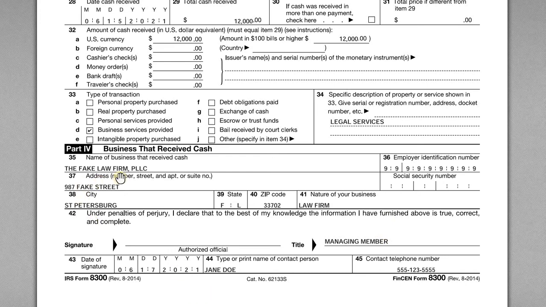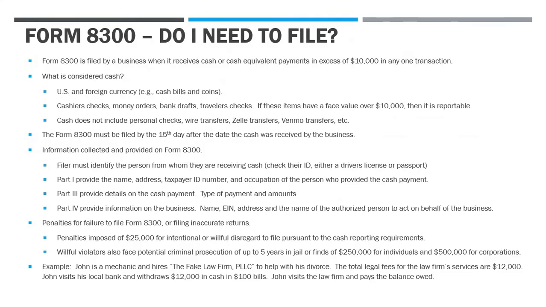So in this case, we have the fake law firm PLC. Jane Doe is our managing member, so she's dating this. Her title is there, contact number, print out the name, and then she would sign this, and then you can print it out and mail it. So that covers it on the form.